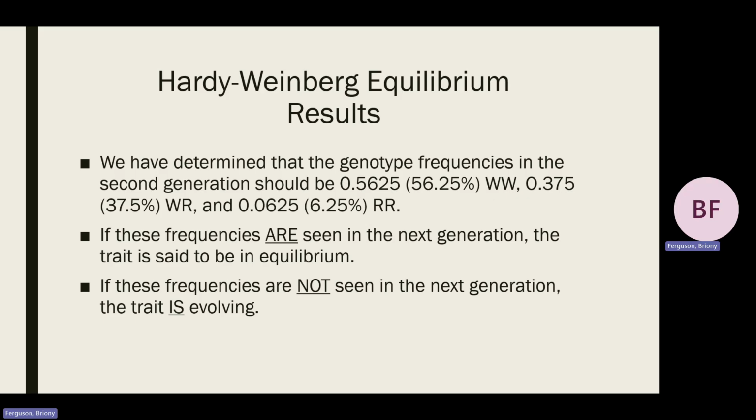So after we've done all of our math for this example, we can see that our genotype frequencies in the second generation are going to be 56.25% for the white, 37.5% for our heterozygous, and 6.25% for our red. If we see these frequencies in the next generation, the trait is in equilibrium. But if we don't see these frequencies in the next generation, then the trait is evolving and it is not in equilibrium.